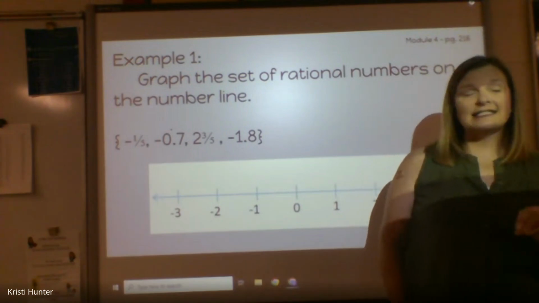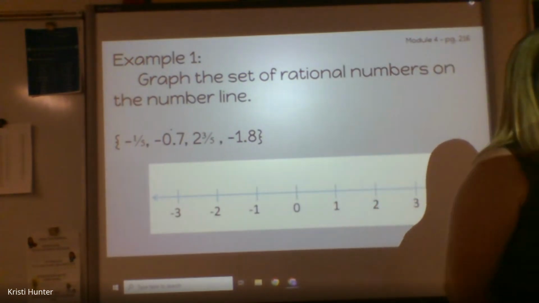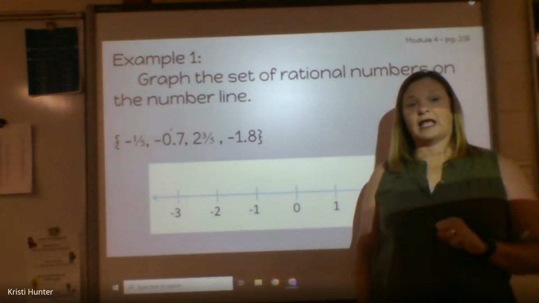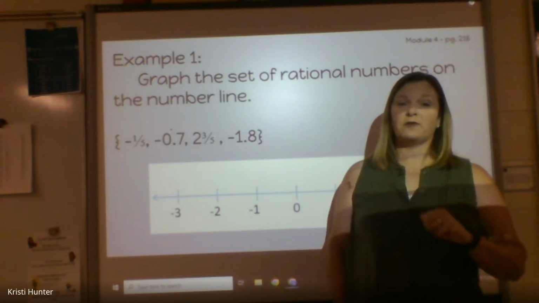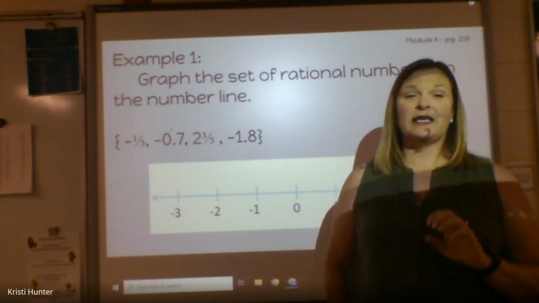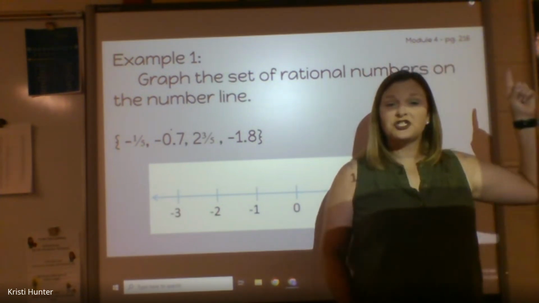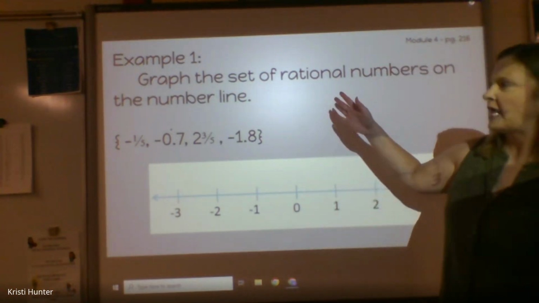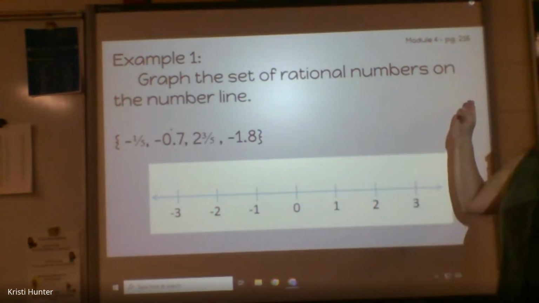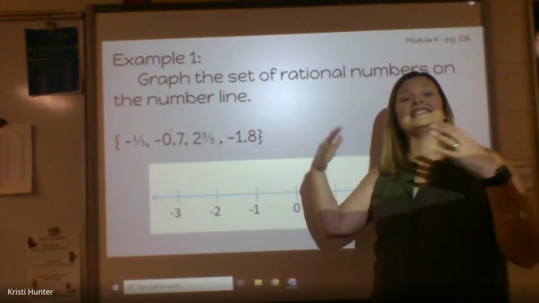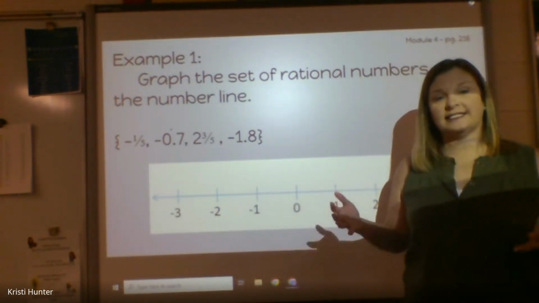This is the last lesson that we will do before we take our test on Friday. And again, this lesson is going to be broken into lots of parts. So today is just the beginning. So on page 216, you should see example 1. And it says, graph the set of rational numbers on the number line. So let's walk through this doing the same thing that we just did.